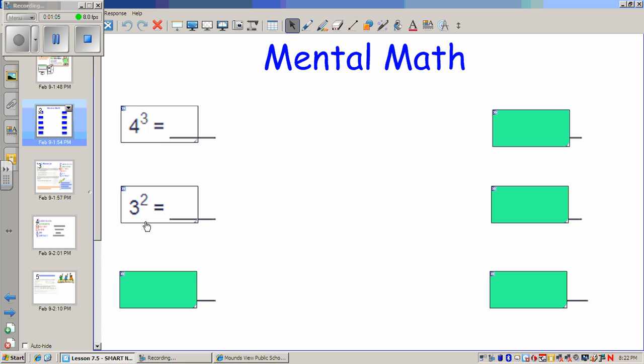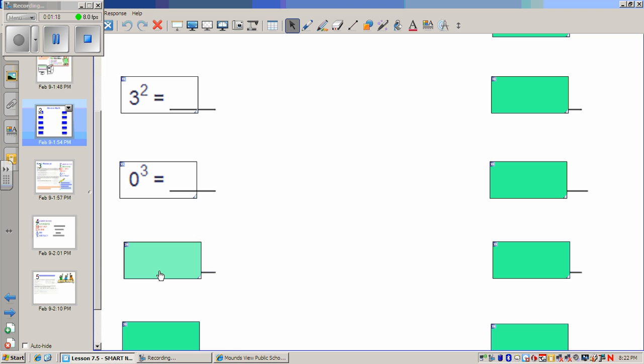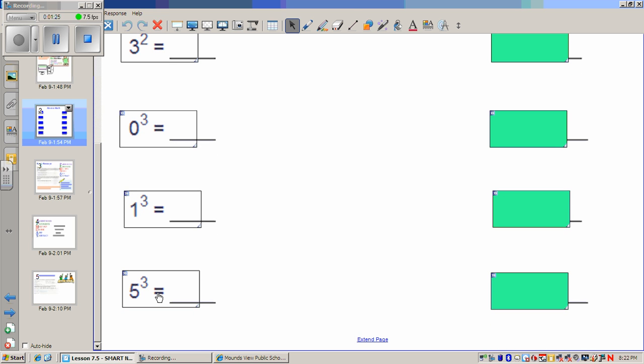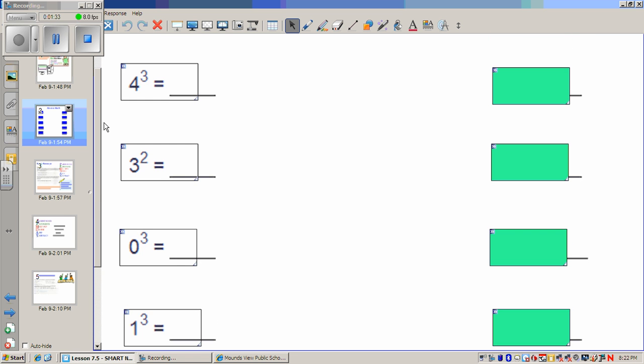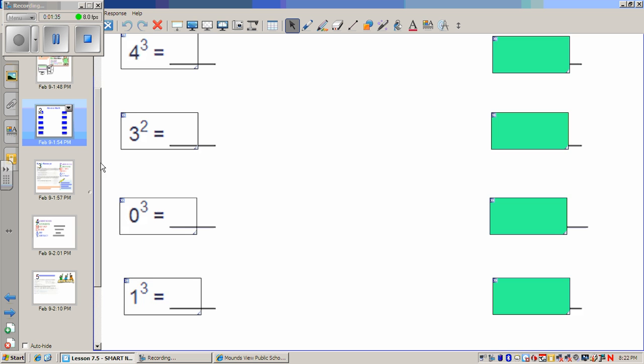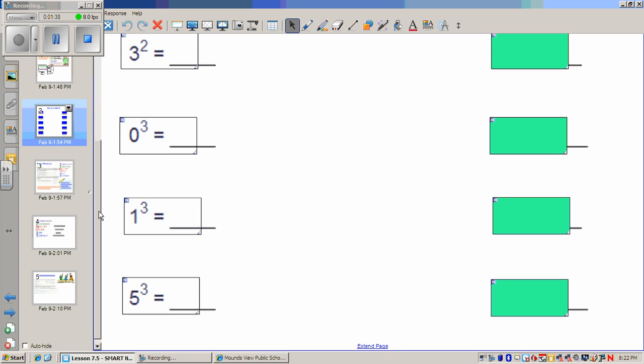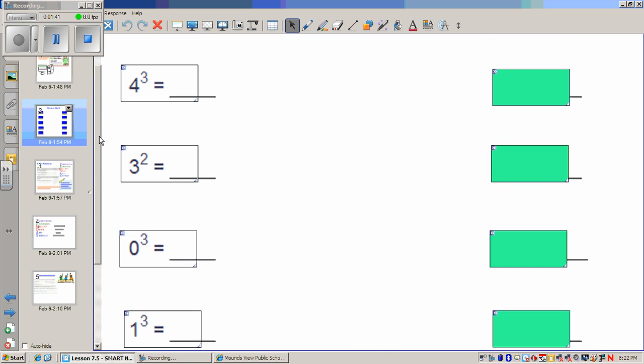So the next one is 3 squared, or 3 to the second power. Remember, not 3 times 2. 0 to the third power. Again, just remember all of these because it's really important. 1 to the third power. And finally, in this last column, we have 5 to the third, and not 15 for an answer. So I'll scroll back up so you can see them. 4 to the third, 3 to the second, 0 to the third, 1 to the third, and 5 to the third. So let's go over to the other column.